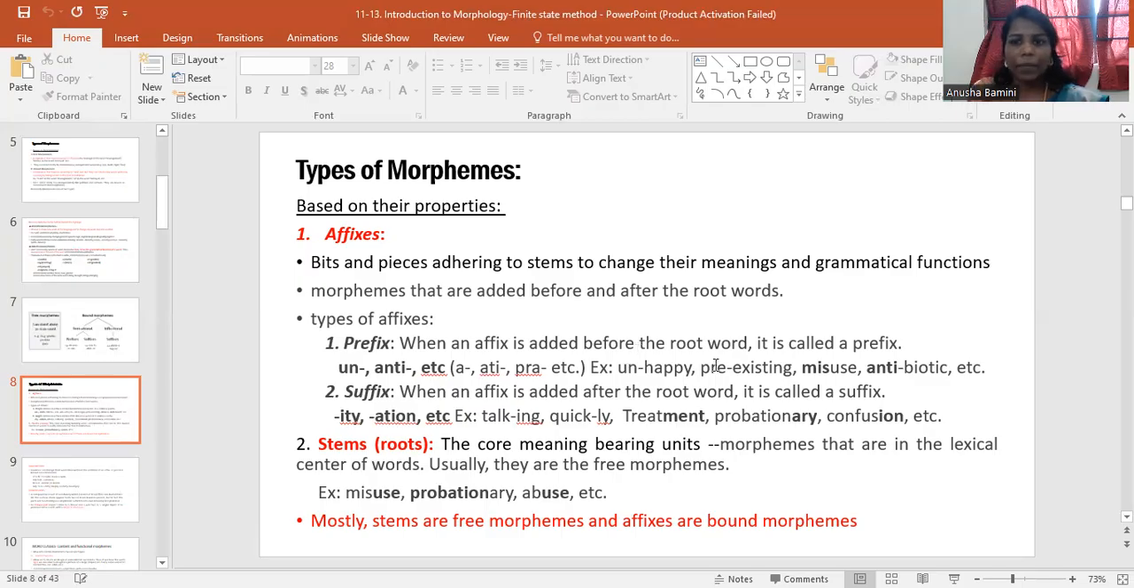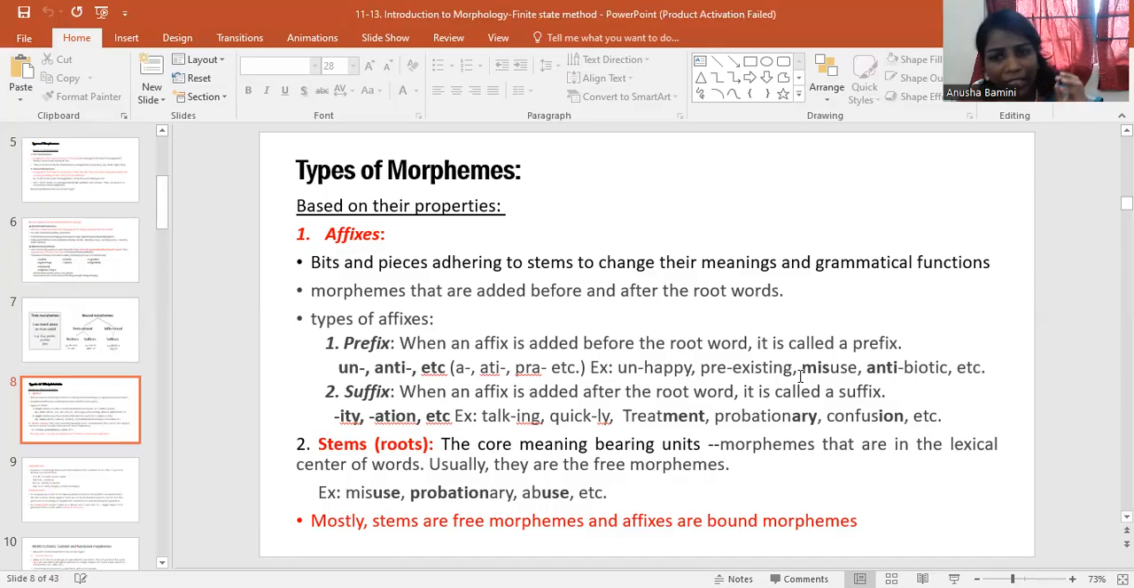For example, prefix. Consider the word use. This is the stem word or root word. To this word I add another one, giving misuse. This is called a prefix. Then for suffix, there is talk. I add ing, talking. This is a suffix. This kind of adding of words either before or at the end of the word is called affix-based property morphemes. Then stem means the core meaning that bears the entire word.